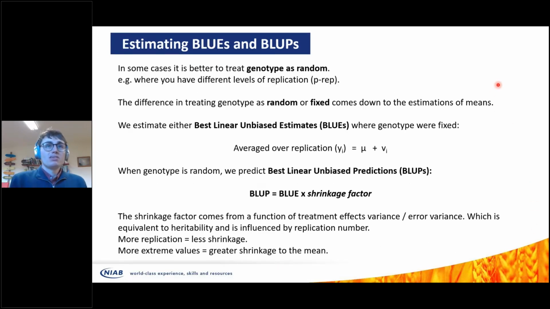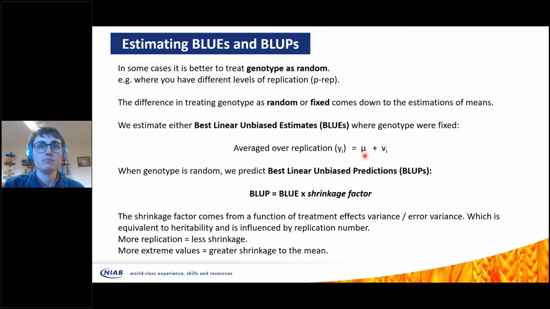So BLUEs and BLUPs. If you get into crop science and field trial experiments, these are terms that you're going to hear a lot. In some cases, as I mentioned, it's better to treat genotype as random, for instance where you have different levels of replication. The difference in treating genotype as random or fixed comes down to estimations of their means. So we estimate BLUEs in this case, which are best linear unbiased estimates, where genotypes are fixed. These are estimated in the standard least mean square way that we'd expect from a linear mixed model.